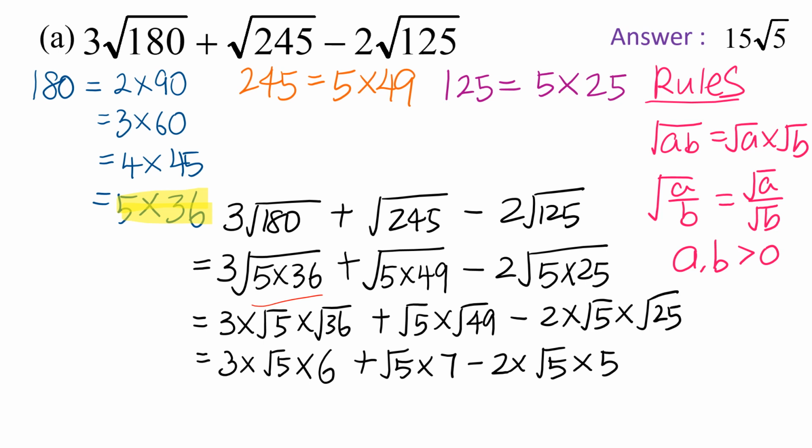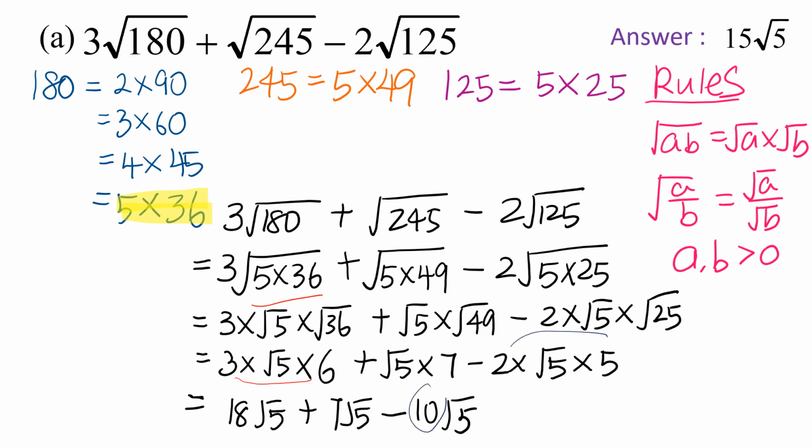And then we're going to multiply these integers together. That will give us 18 square root 5 plus 7 square root 5, and then this one, if you multiply them, will give you 10. Alright, so you will see that square root 5 is actually a common factor. So for common factor, you can just factorize it. And then 18 plus 7 minus 10 will give you 15.